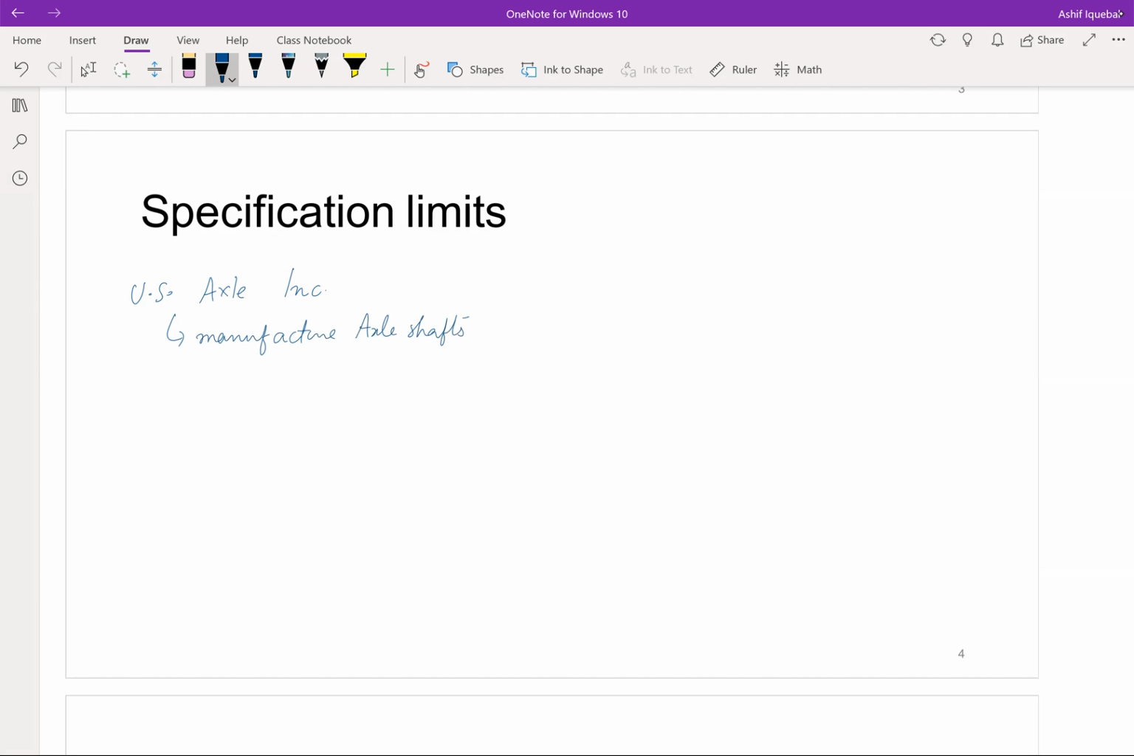So to ensure that their axle shafts are of high quality, this company would typically conduct experiments. They would collect data, and data is basically the measurements. And with this data, they will plot a control chart, right? And once they have constructed their control chart, they can control the process variability.